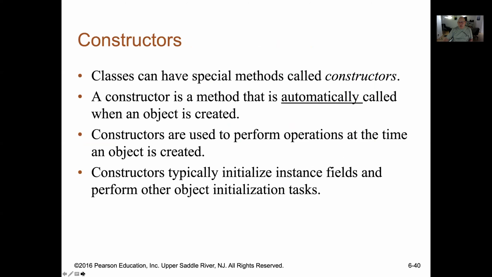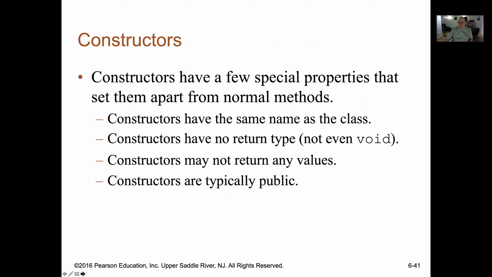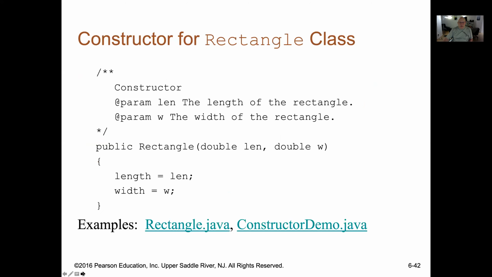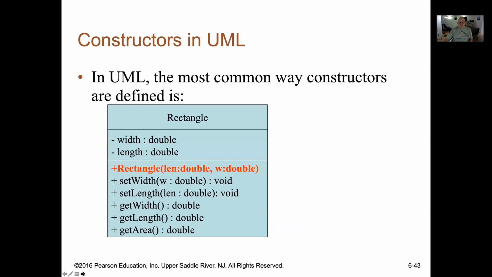Classes can have special methods called constructors. A constructor is a method that is automatically called when an object is created. Constructors are used to perform operations at the time an object is created. Constructors typically initialize instance fields and perform other object initialization tasks. This is a constructor for a rectangle class. This is the most common way constructors are defined in UML.